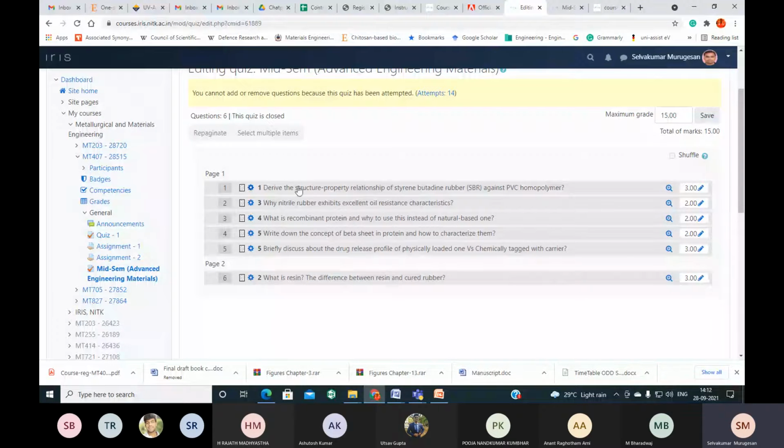And here the first question: derive the structure property relationship of styrene butadiene rubber with respect to PVC homopolymer. It's very simple, and you have written it clearly. Styrene is contributing to modulus, the mechanical properties, and butadiene is contributing to the dynamic properties or the elasticity.